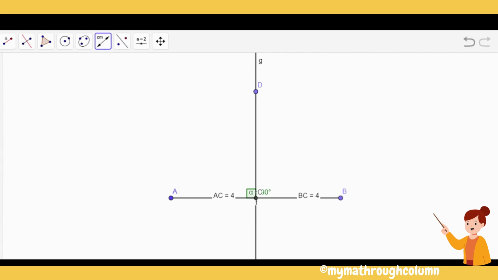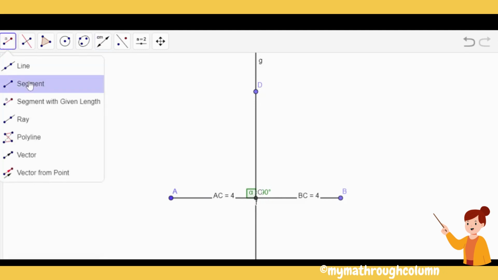Now, it is very easy here to use this application and to draw a perpendicular bisector. But our goal is to construct it with the compass and ruler. So, we are going to proceed to that part. But what I want you to understand here is a basic property of the perpendicular bisector. Now, we already have this point D on the perpendicular bisector.